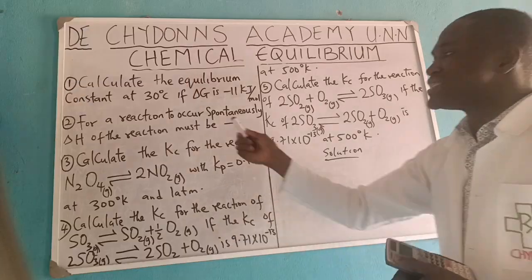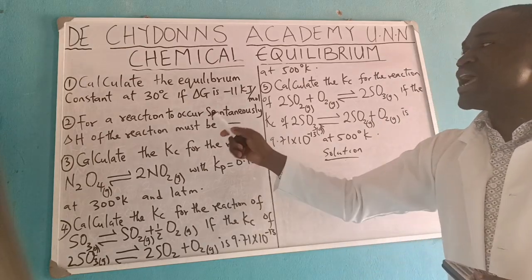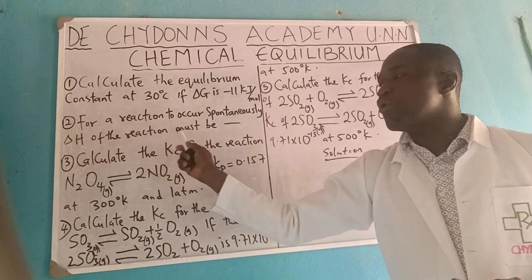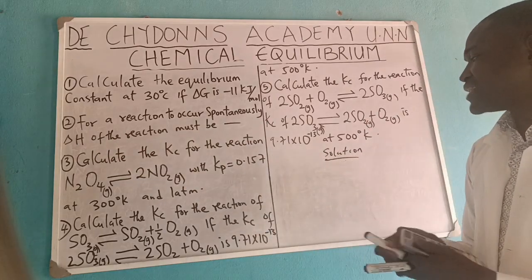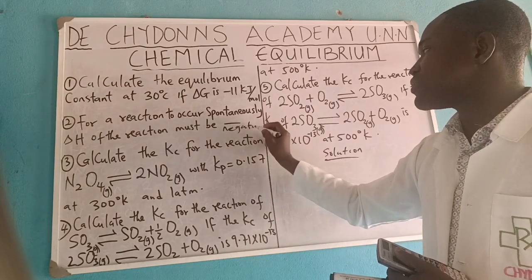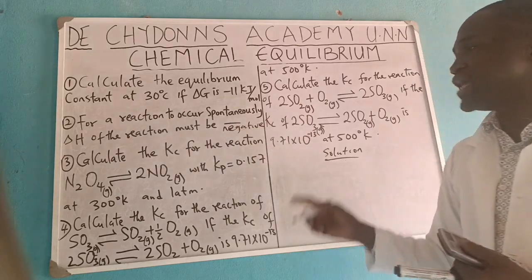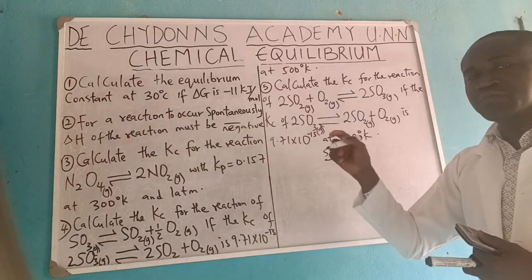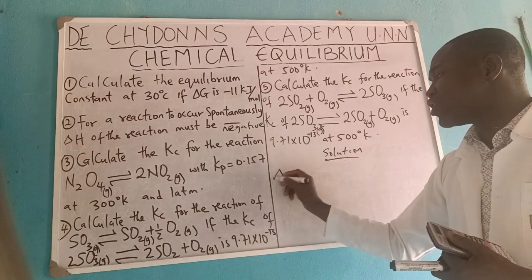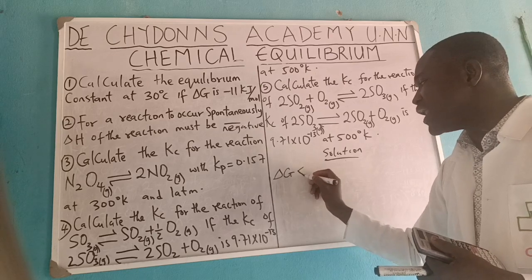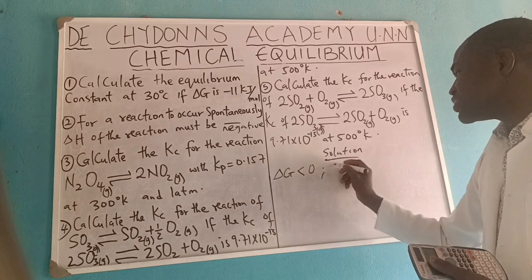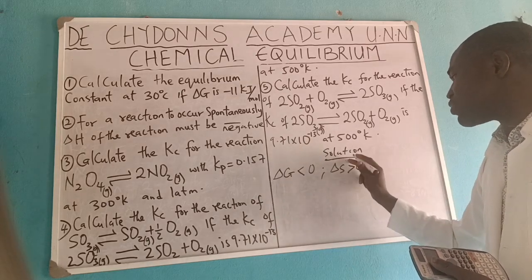Thank you. To answer question number 2, for a reaction to occur spontaneously, delta H of the reaction must be dash. The answer is negative. It must be negative. Why did I answer negative? In the introduction of this topic, I said that for a reaction to be spontaneous, change in G must be less than 0. I also said that change in S should be greater than 0.